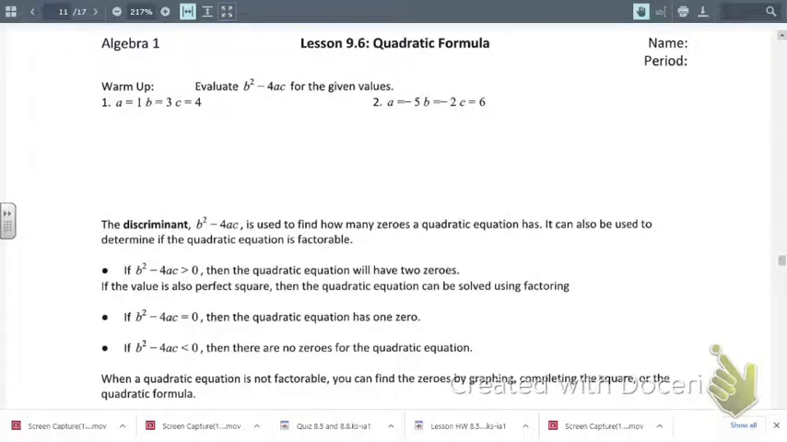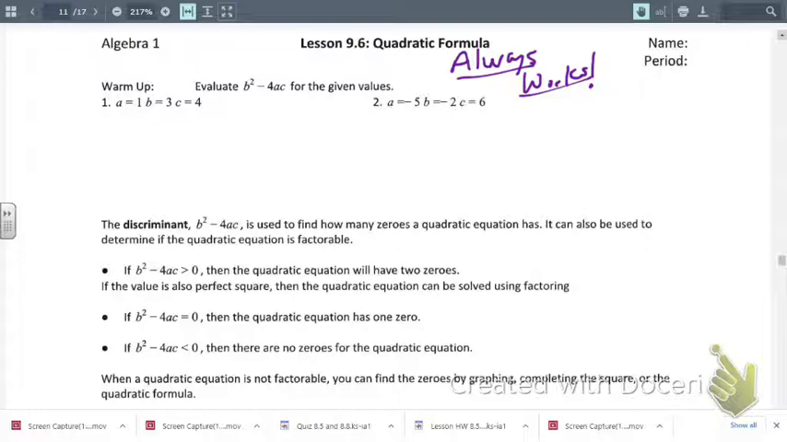Lesson 9.6, the final lesson in this unit, is on the quadratic formula. The quadratic formula is another way to solve quadratic equations. And what's nice about the quadratic formula is that it always works. Some of the other methods that we used to solve quadratics prior to this sometimes don't work and we're not able to use them, but the quadratic formula always works. So when in doubt, use this.